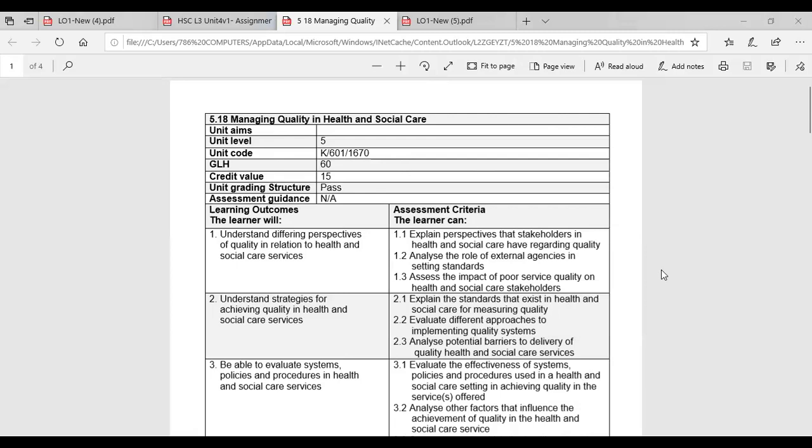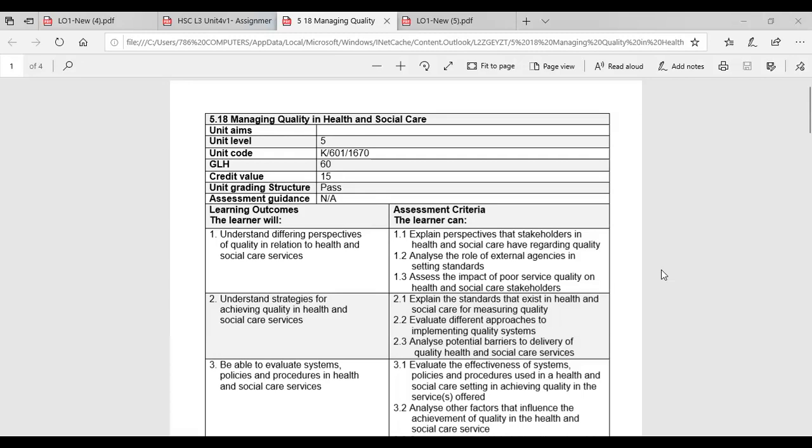The unit is number 5, and the unit level is number 5. In this document, I hope you can see my screen, it shows the learning outcomes for the learners. By the way, I'm Dr. Anita Khoso, and I welcome you to this session today.